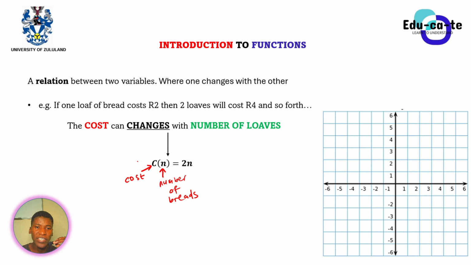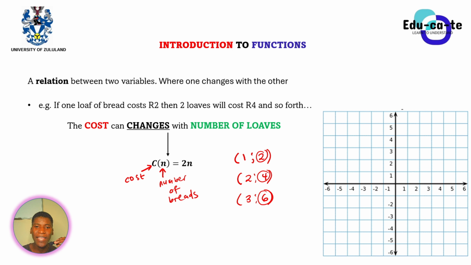For example, if we say that one bread will be able to cost 2 rands. This is a coordinate. 2 bread loaves will be able to cost 4 rands. This is another coordinate. 3 bread loaves will be able to cost 6 rand. This is another coordinate. So we're basically looking at how the value of y changes with respect to x. So in this case, on the x variable, most of the times we put something that is an independent variable because it is the one that determines what happens on the y-axis.